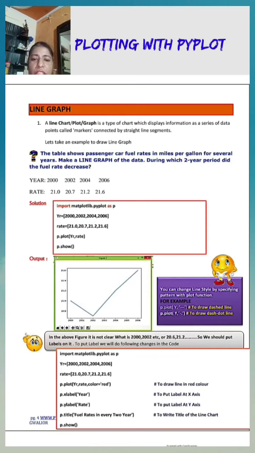You can see a line chart will be drawn. The x-axis contains years and the y-axis contains rate, and points are plotted. You can see the line is drawn but markers are not shown. The line graph will be shown in blue color by default. The color of the line is blue by default. You can change this color.